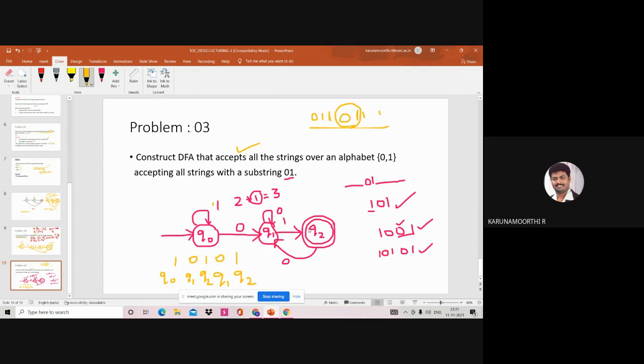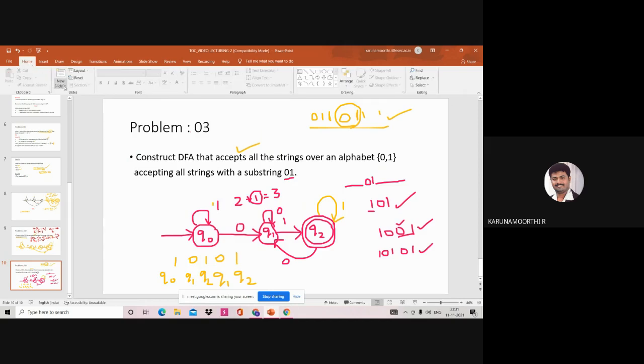Again 1. So what about one more 1? Can I put it over here? If I put here 1, double 1, right? 0 1 1 1. Now this string is also accepted, right? So this is the way you are going to construct the DFA, right? I hope everyone understands how to construct the DFA. Let me show one more small example.